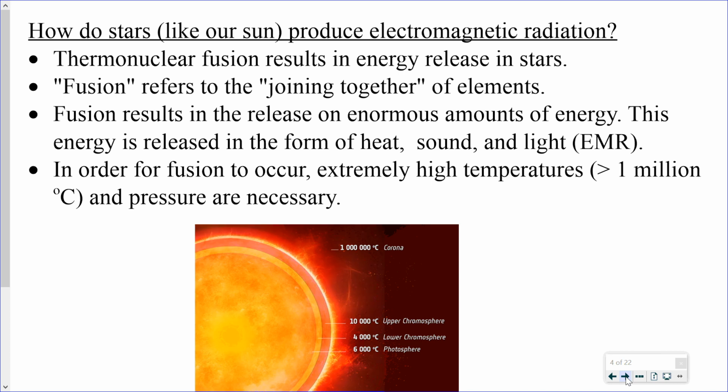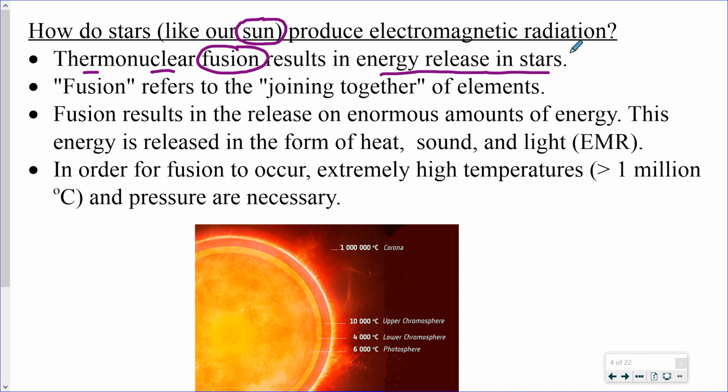So we study electromagnetic radiation coming from stars, and that does include our sun. This is our star, the closest star to us, the only one, of course, that we do have in our solar system. So what is going on? It's something that is referred to as thermonuclear fusion: thermo means heat, nuclear involves the nucleus of atoms, and fusion means they're joining together. So what we'll see is there are very, very hot temperatures, and that causes atoms to join together, fuse together, and that releases a huge, huge amount of energy from the stars.